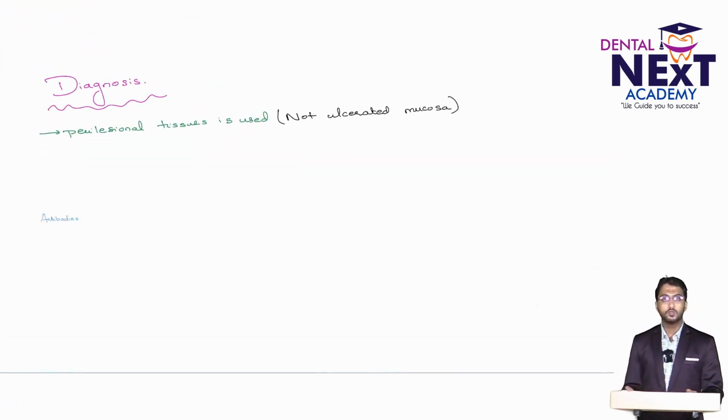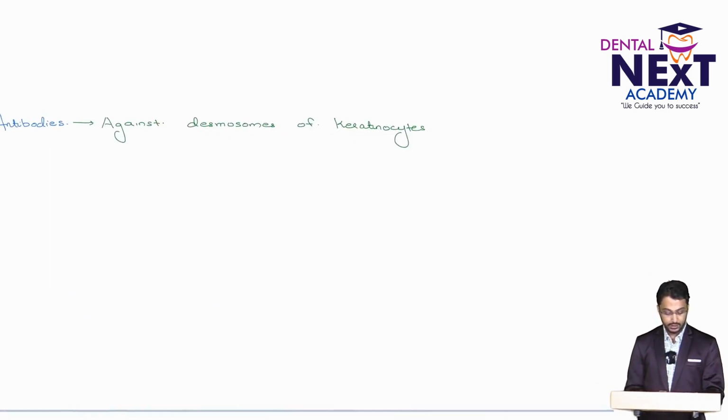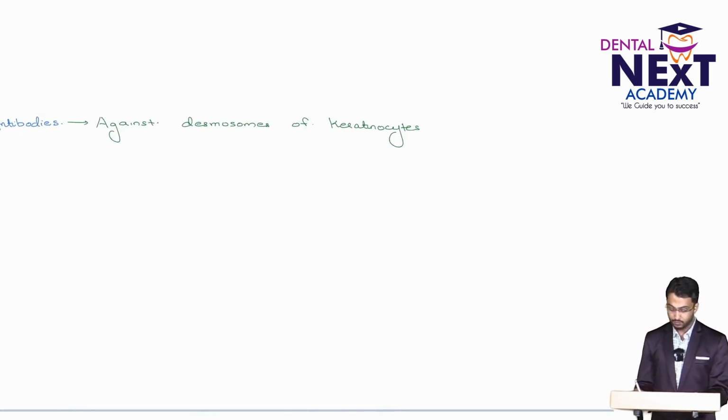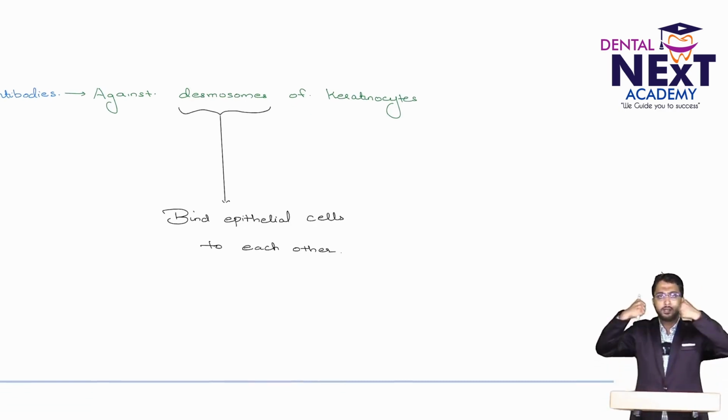Now, you could see antibodies here. That's very important: detection of antibodies. I'll tell you how to detect the antibodies, but detection of antibodies is a very important feature of pemphigus vulgaris. Different antibodies are seen, especially against desmosomes of keratinocytes. We said IgG directed against the keratinocytes. Exactly what of keratinocytes? The desmosomes. Desmosomes are the glycoprotein components which bind two epithelial cells together, one epithelial cell and another.